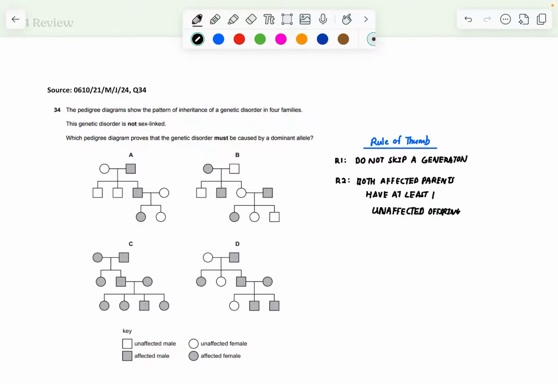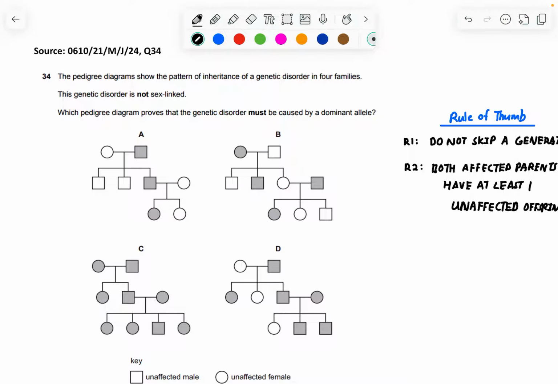So let's have a read at this question basically. The pedigree diagram shows the pattern of inheritance of a genetic disorder in 4 families. This genetic disorder is not sex-linked. Which pedigree diagram proves that the genetic disorder must be caused by a dominant allele? So the keyword here is not sex-linked.